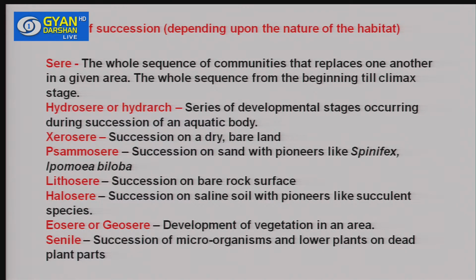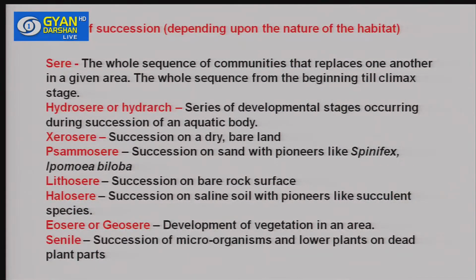like hydroseries or the hydrarch. From the name it is very clear, it is when the sequence of events is occurring in an aquatic body, like for instance in a pond. In a pond you can find that initially there is one community, then another community comes, that gets replaced by another community, and ultimately there can be a situation when the pond gets converted into a forest or a tree community. Initially there was plankton, and I will explain after a short while how this chain of events occurred in a hydroseries.